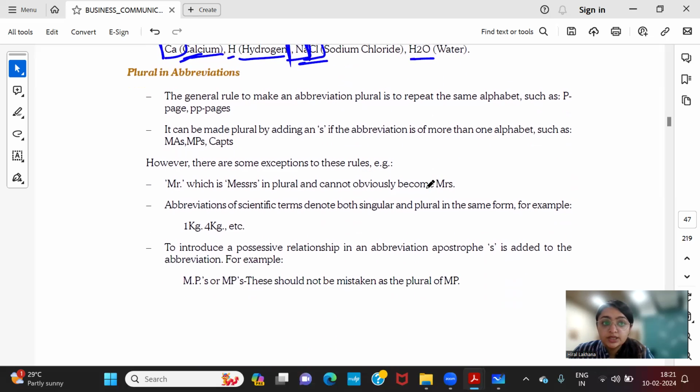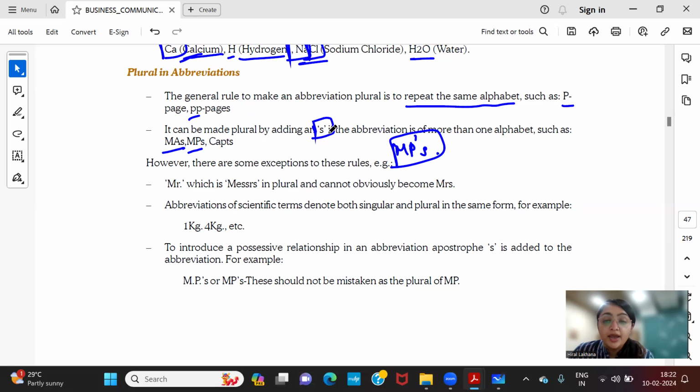Now, when we are using plurals in abbreviations, how can we use this particular plural? Usually the plural of an abbreviation comes with the addition of S. The general rule to make an abbreviation plural is to repeat the same alphabet. So if we have p for page, then pp becomes pages, and also by addition of an S, like we were talking about earlier. So MP: if we are saying the members of the parliament gathered, instead of saying that, we can say MPs. So this becomes the plural.